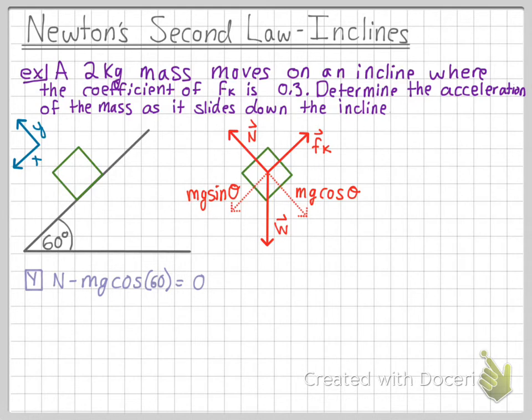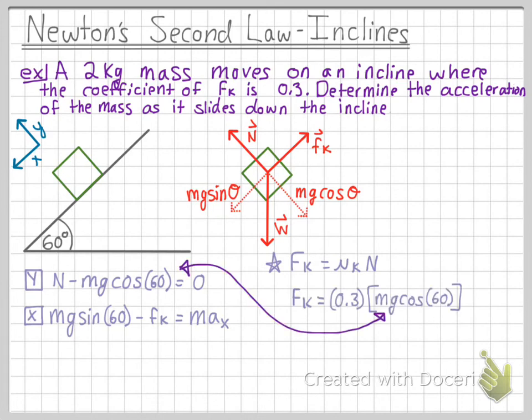Next, we can apply Newton's second law to the x direction. We know that the x component of the weight force is acting in the positive direction, and the kinetic friction opposes the velocity. We then set this equal to the mass times the acceleration in the x direction. So there is a kinetic friction force acting in the x direction, so we must find what this force is equal to. We know that the kinetic friction force is equal to the coefficient of kinetic friction, which is 0.3, multiplied by the normal force, which is equal to mg cosine 60, which we found from the application of Newton's second law in the y direction.